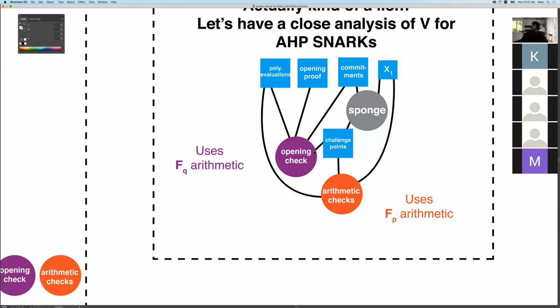Here the black lines are data dependencies with these computations. Like the opening check, what does it operate on? It operates on the challenge points you're evaluating at, the polynomial commitments, the opening proof, and also the polynomial evaluations. What does the sponge operate on? How do you actually produce the random challenges? Well, it takes in the instance, the statement, the commitments, that is the prover's messages, and it produces the challenge points. And the arithmetic checks take in the statement, the polynomial evaluations and the challenge points, and do some computation.